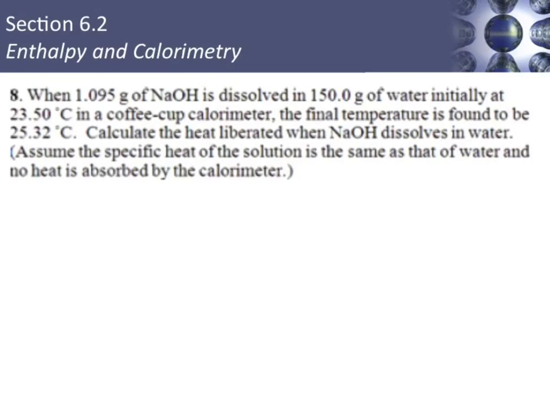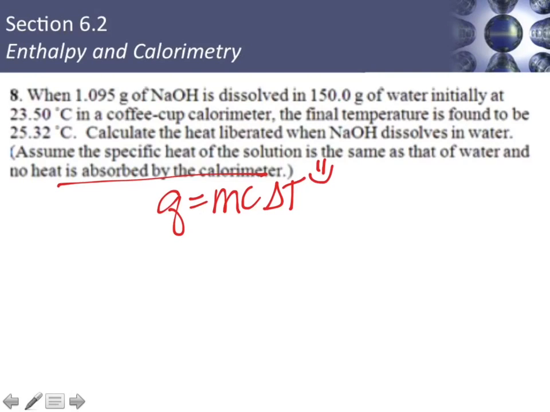That means you know that Q equals mcΔT. So that should make you put a smiley face there, happy that no heat is absorbed, because we can go straight into mcΔT. So what's the mass? We have 1.095 grams of sodium hydroxide, but we've added that to how much water? 150. So our total mass is 151.095.